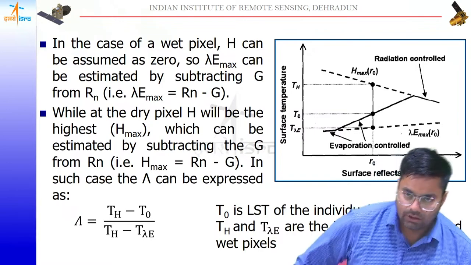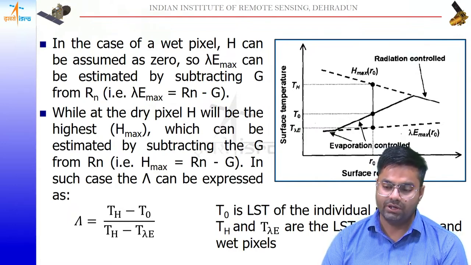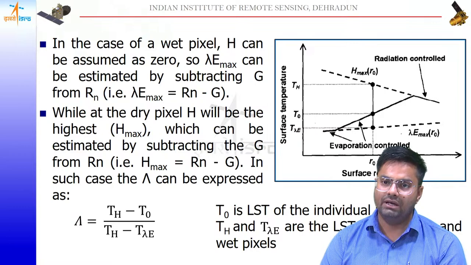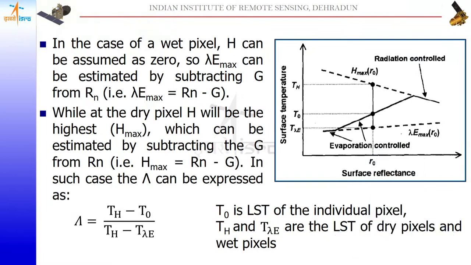Very first we have to plot a 2D scatter plot between surface temperature versus surface reflectance, or albedo. The right side of the figure clearly defines the overall scatter plot between LST versus albedo, while there are two trend lines, one is the radiation control line and another is the evaporation control line. What is the difference between the radiation and evaporation control line? The radiation control line is for all the points which are lying on the higher side in terms of LST scale.